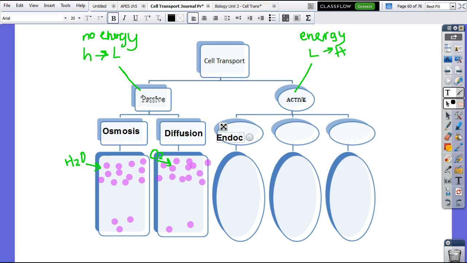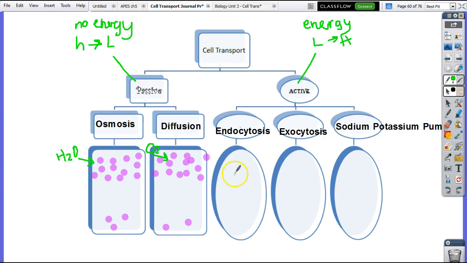For active transport, we have endocytosis, exocytosis, and sodium-potassium pump. So remember, for endocytosis, we're getting something going in, so it's engulfing, okay? So here's the thing it's engulfing, and I'm going to draw an arrow pointing to in. Exocytosis, same exact thing, but in this case, it's going out.